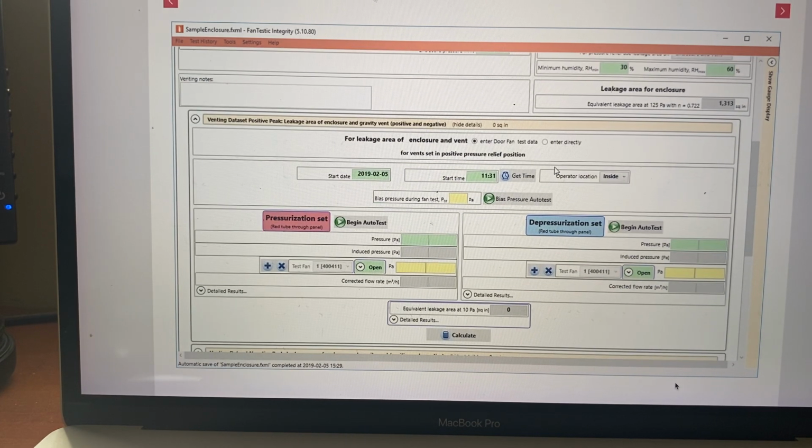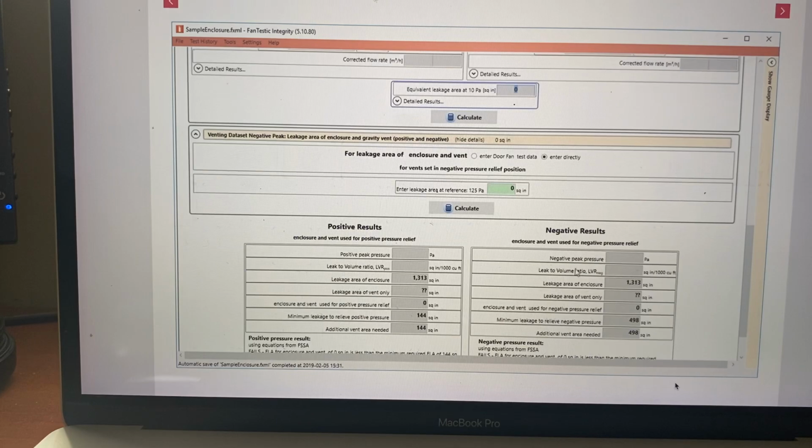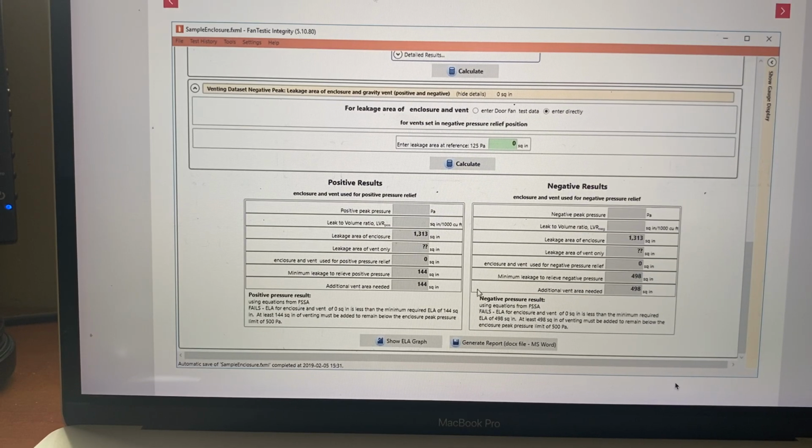So ideally, the enclosure is going to be pressurized to 125 Pascal. The position of that vent will be marked, and it'll be propped open in that position. And then you would run another door fan test to 10 and 50, and negative 10 and negative 50. The new data is going to be used by the software to determine how much vent area you've added. And then assuming a vent is needed, that may relieve the peak pressures being generated.